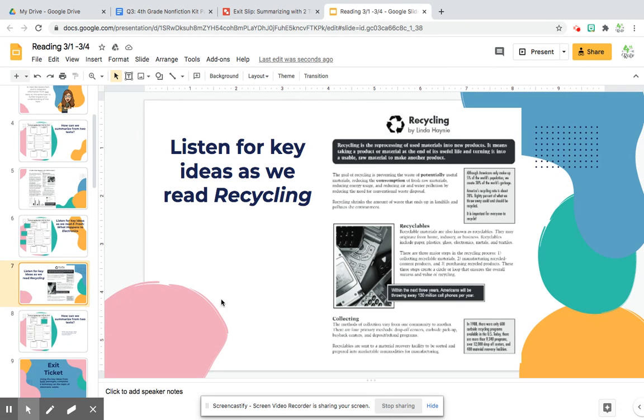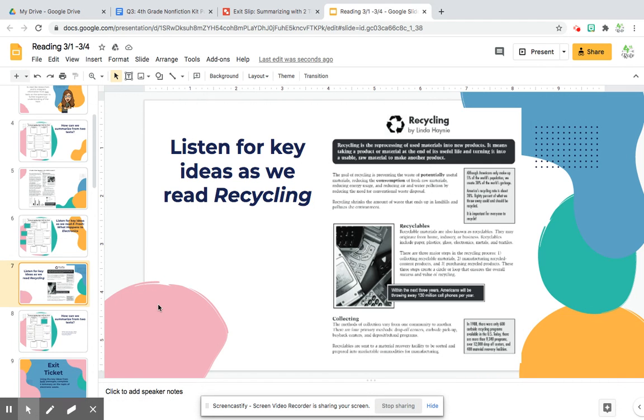So as we look at this next article here on recycling, we know recyclables actually sounds kind of like an interesting topic. So we're going to read about what this author has to say about it. Okay? And as we're reading, I want you to pay close attention to what we're actually throwing away.